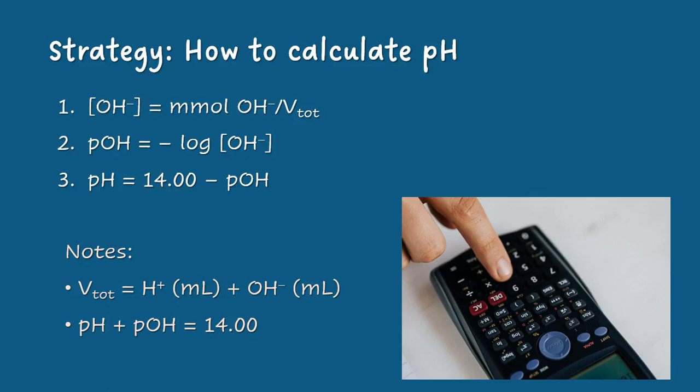The 14 is not exact. It comes from K water, which is a measured value. We use K water to 2 sig figs, which gives us 2 decimal places in 14.00.